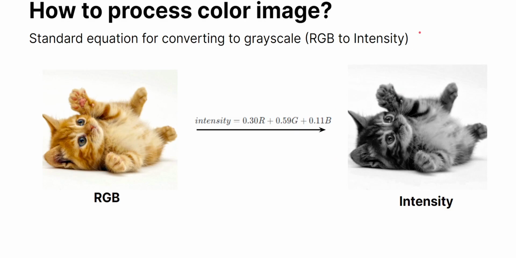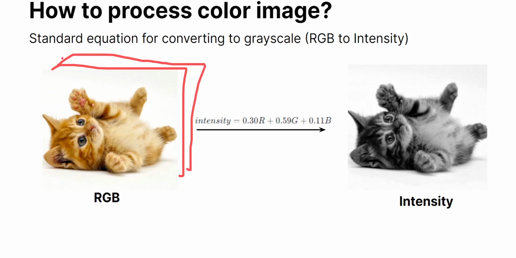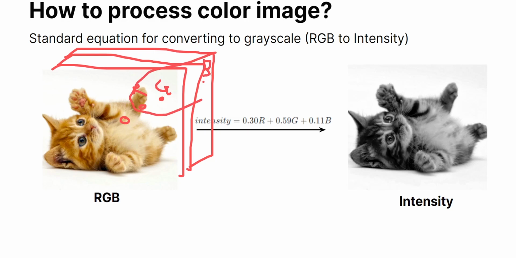What if we want to process a color image? We have this image here, and it's actually made up of 3 channels: red, green and blue. Here we only see the combination of the 3 channels, but actually there are 3 images stacked on top of each other. For example, these pixels are a combination of the red, the green and the blue, and when we combine them together, we get this pixel over here.